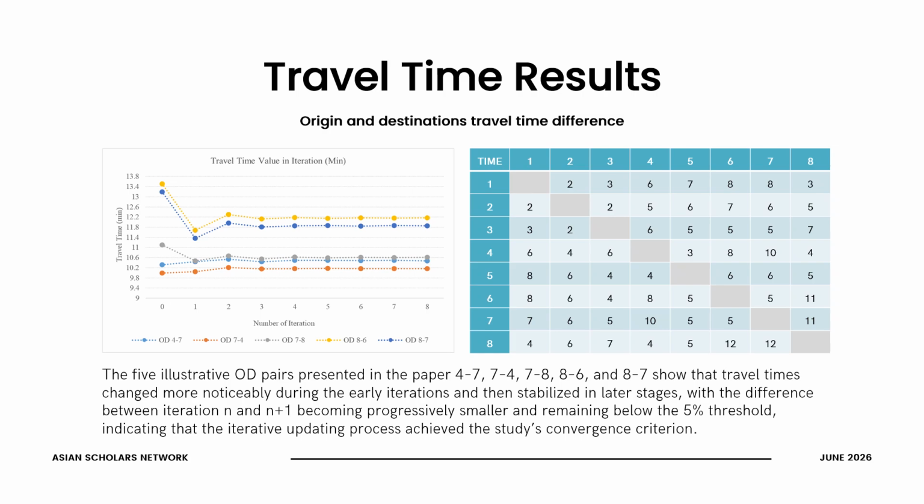These changes remain below the 5% threshold, indicating that the iterative updating process achieved the study's convergence criterion. This pattern demonstrates that the procedure was able to produce stable model travel times through the repeated updating cycle.